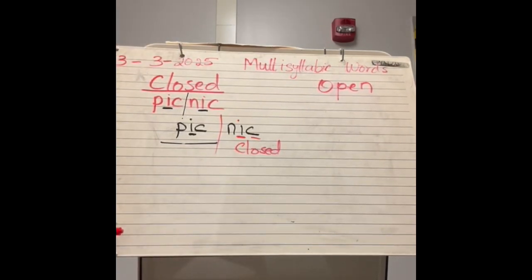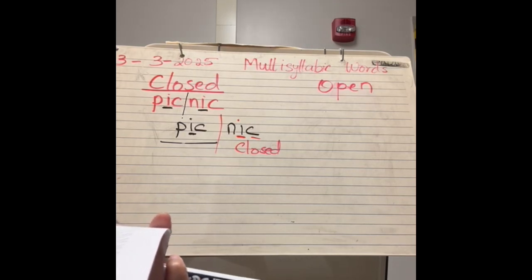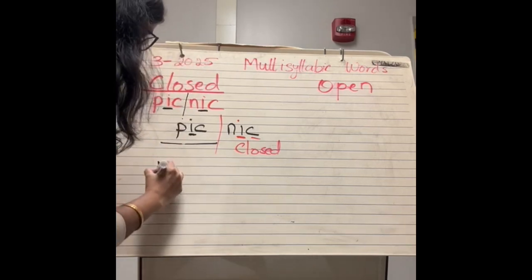Now let's see what an open syllable is. Okay, any confusion here? Alright, let me give another example for you. After we learned the word picnic, I'm going to give another example to show you a closed syllable.